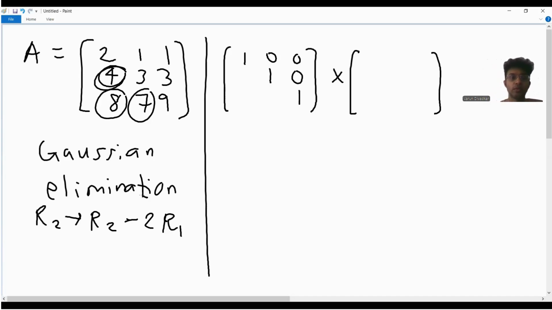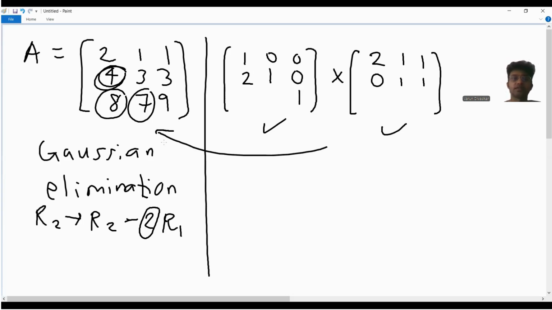So let's perform row 2 equals row 2 minus 2 row 1. On this side, which is the upper matrix, we get 2, 1, 1, 0. So 4 minus 4 is 0, 3 minus 2 is 1, and 3 minus 2 is 1. 0, 1, 1. Now, remember this coefficient 2 directly comes over here. Why is that so? Because if you multiply this one with this one, you should be getting this matrix. That's the idea here. So for obvious reasons, this coefficient 2 should be coming at this place.